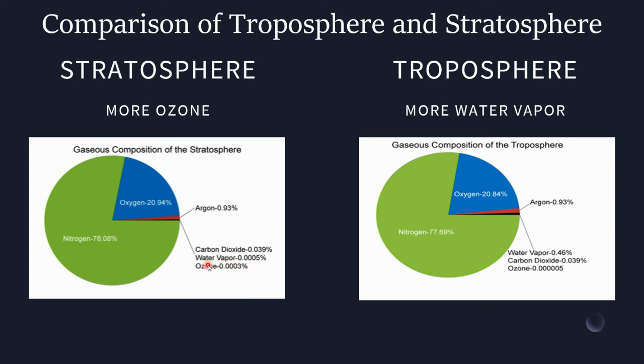So you can see water vapor in the stratosphere is 0.0005%, and if you look at that in the troposphere, that is 0.039%. Sorry, that is the carbon dioxide. Sorry, water vapor is 0.46%. So that is hugely different from the stratosphere. In the stratosphere, there is only 0.0005%, but in the troposphere, there is 0.46. So compared to the stratosphere, that is a huge content.